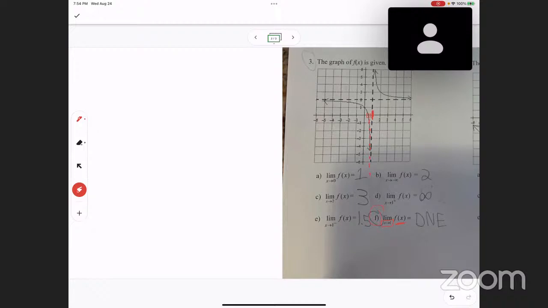But see, look at D. What's the limit as x gets closer to 1 from the right side? Well, it's positive infinity. And the limit as it approaches from the left side, this is wrong here. The limit as it approaches from the left side is negative infinity. Do you see?